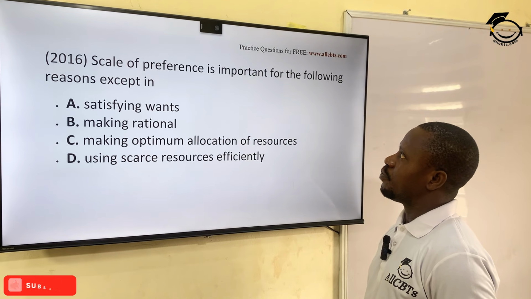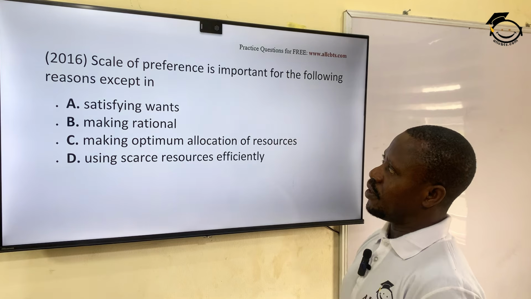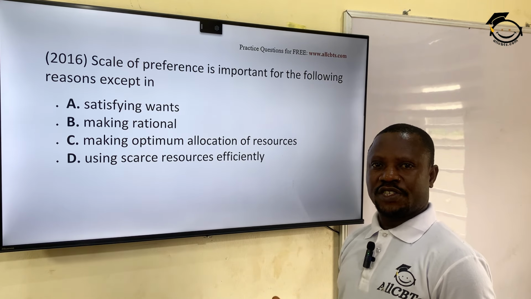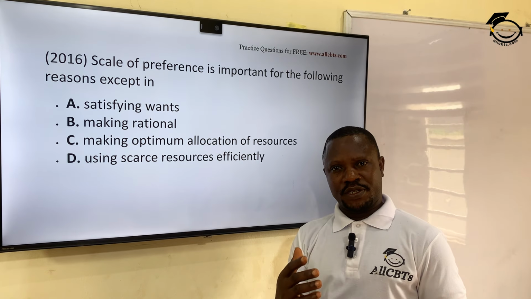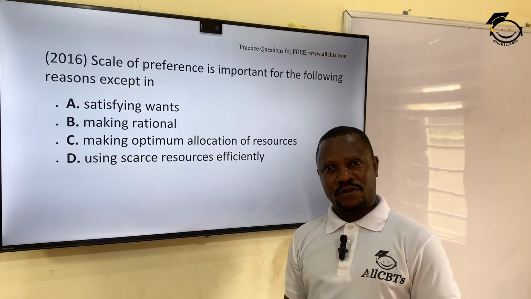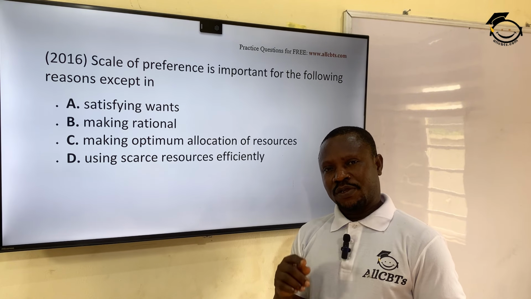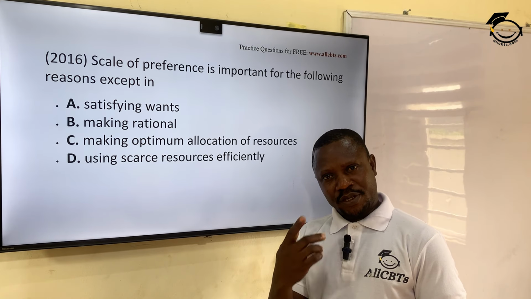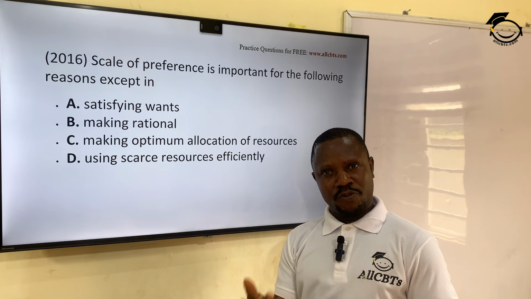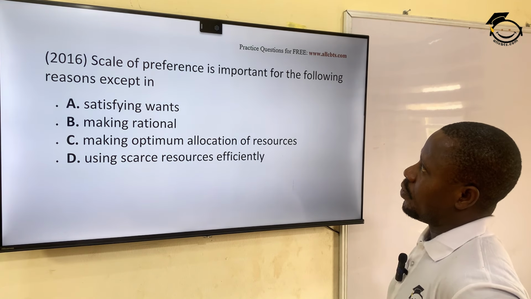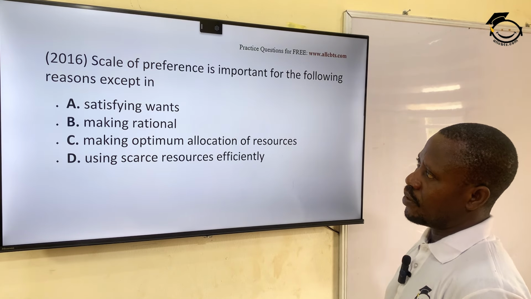Scale of preference is important for the following reasons, except. What is scale of preference? Scale of preference is an arrangement of human wants according to how important they are, or in order of priority, to the consumer. Mind you, my own scale of preference cannot be the same as yours, because what I prefer may not be what you prefer. My choice may not be your choice. So, why is it important?